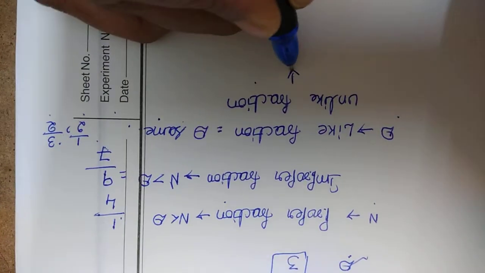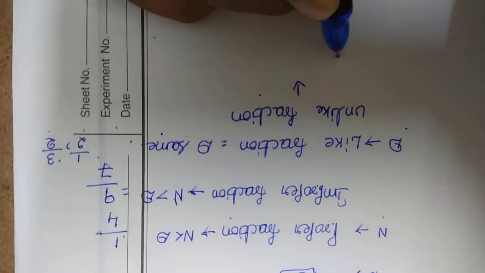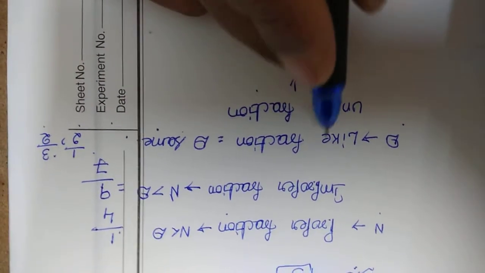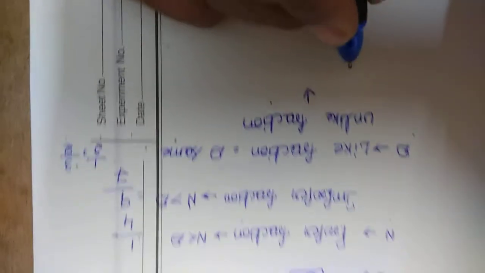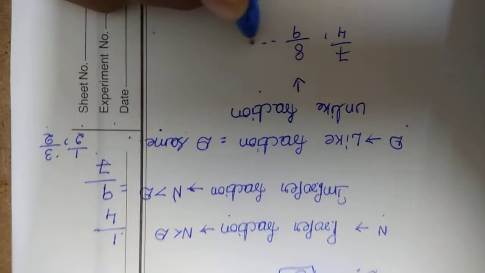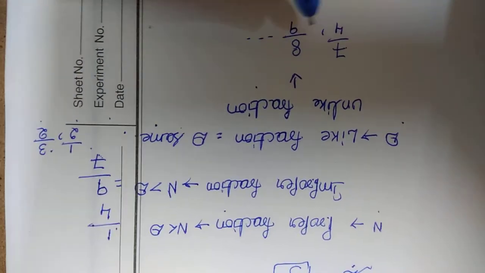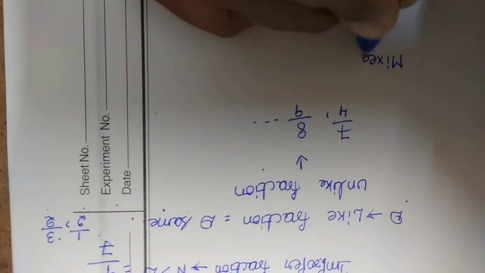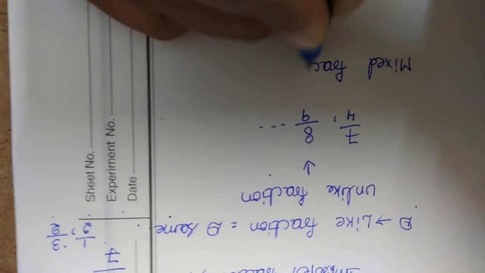Now coming to unlike fraction. My denominators should be different. Just as the words look opposite to each other, the meaning is also opposite. So 7 by 4, 8 by 9, and so on we can write. This is called unlike fraction. Now move on to the last type of fraction, that is mixed fraction.